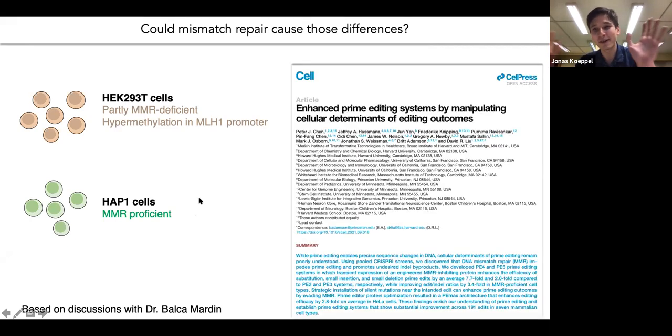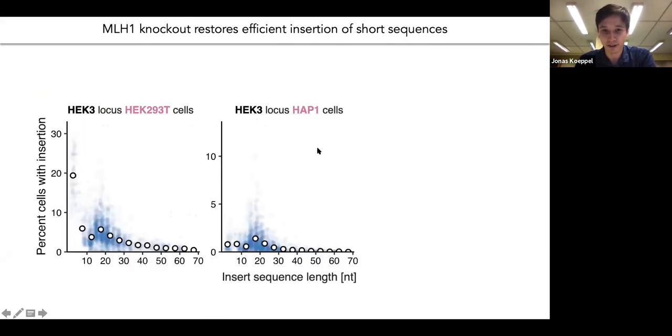And then right about the same time, there was the Cold Spring Harbor conference, where Peter Chen from David Liu's group talked about improvements of prime editing, and they figured out that mismatch repair inhibits prime editing. This was recently published. So we knew we had to do this experiment in a mismatch repair deficient HAP1 cell to see whether that caused the difference. And so we ordered a cell clone.